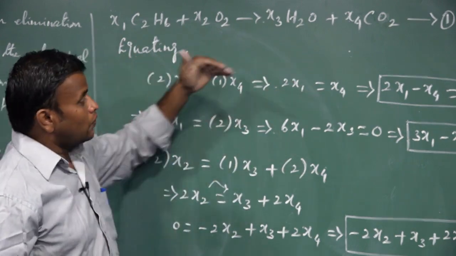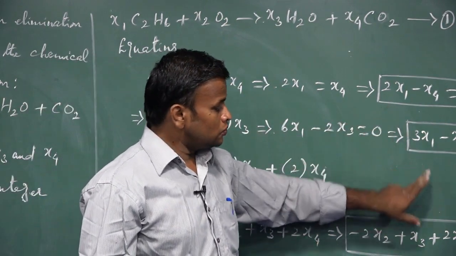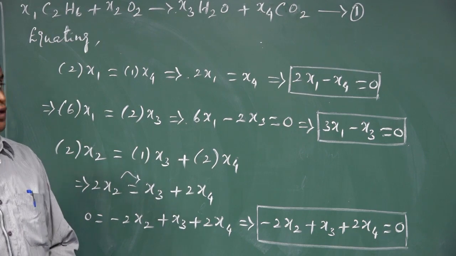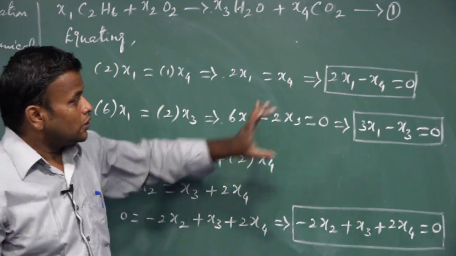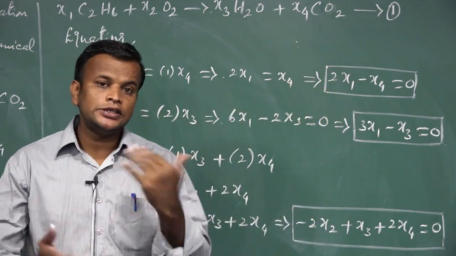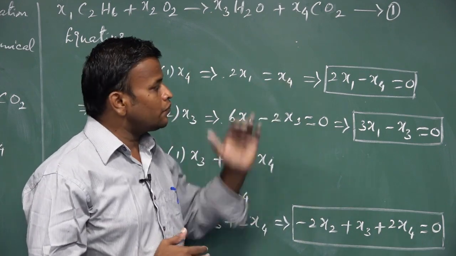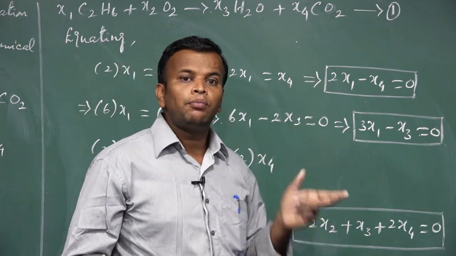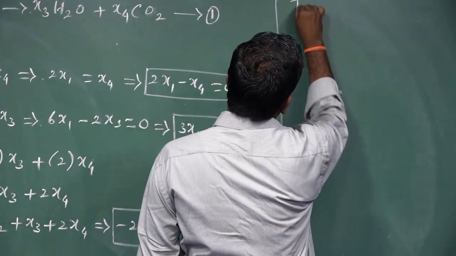When we equate, we form some equations. Now you see how many equations are framed: 1, 2, 3. And how many unknowns are there? The number of unknowns is 4, from x1, x2, x3, x4. So it is a system of equations, and forming it is the first step. What is the next step? After finding the system of equations, the next step is to convert it into matrix form.